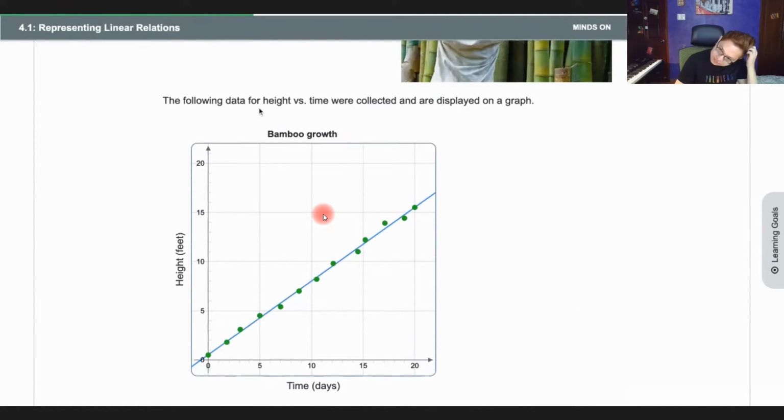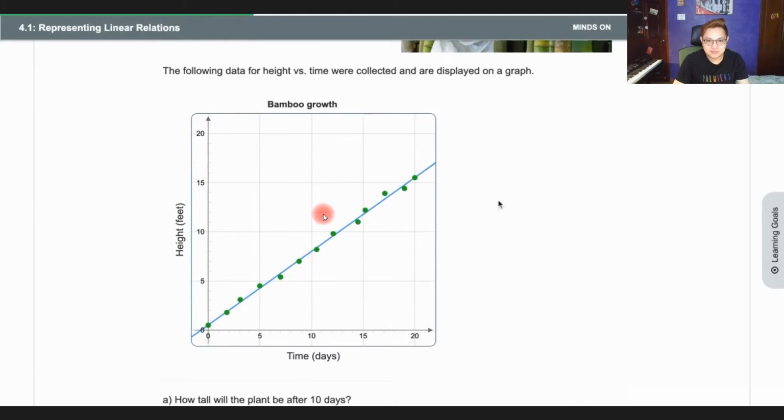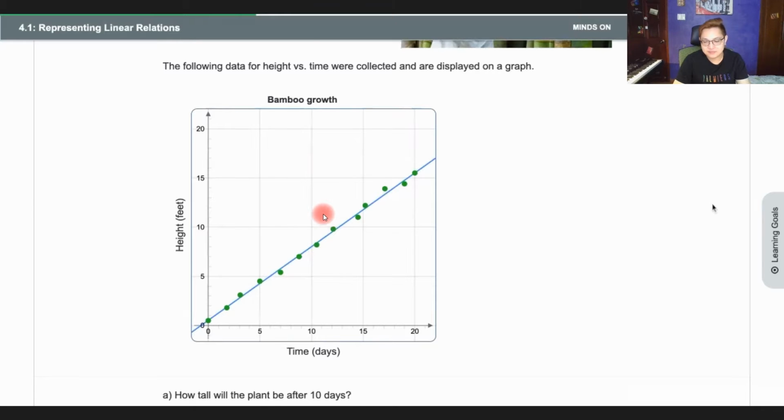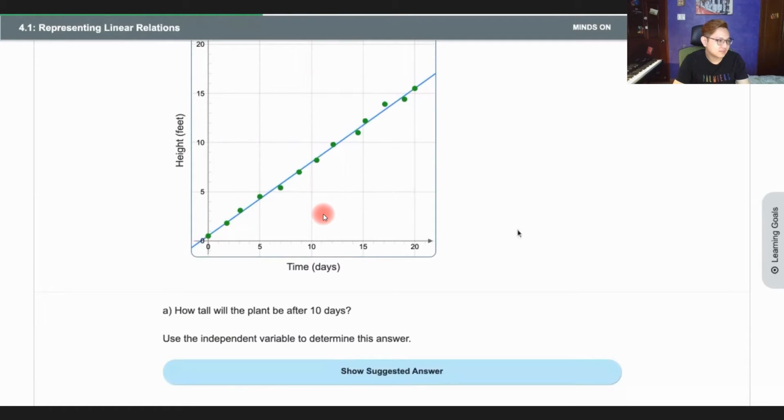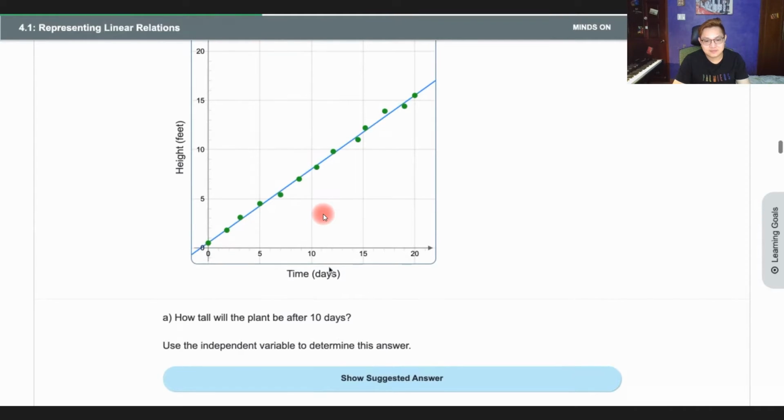The following data for height versus time were collected and are displayed on a graph. So this is the graph here. How tall will the plant be after 10 days? So after 10 days, it will be about 8 feet tall.